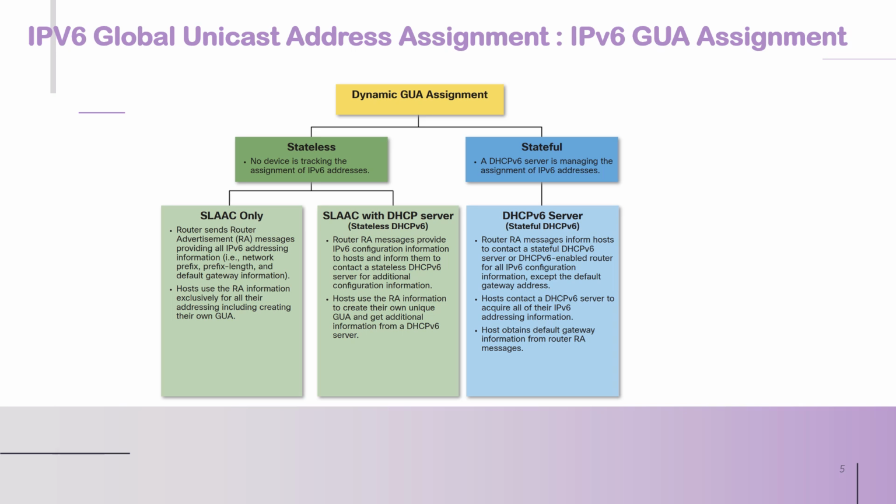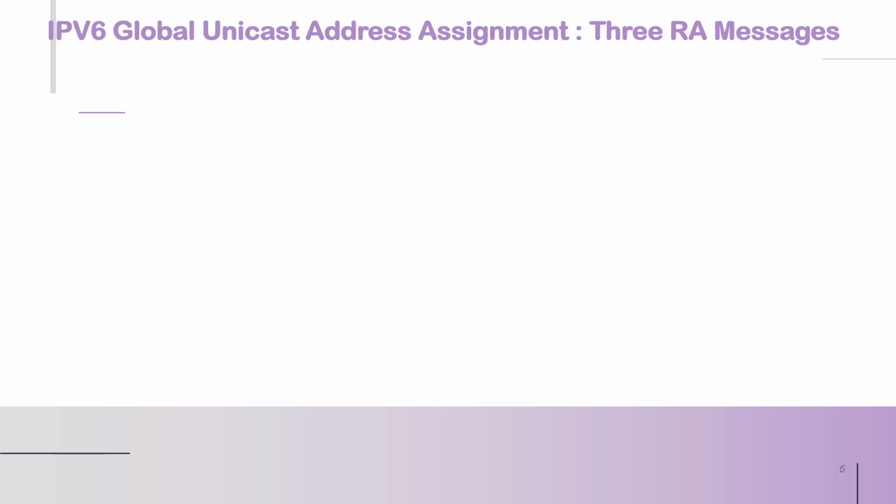And the decision of how a client will obtain an IPv6 global unicast address depends on the settings within the router advertisement message. An Internet Control Message Protocol version 6 router advertisement message includes 3 flags to identify the dynamic option available to a host.